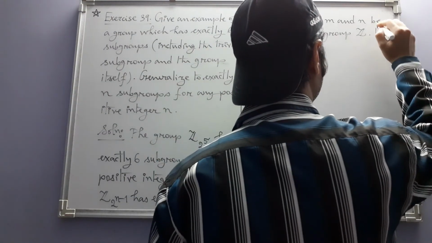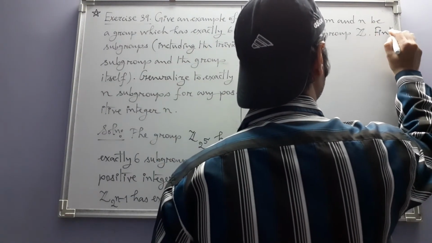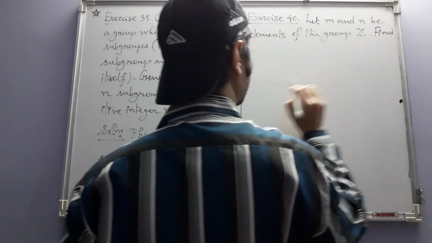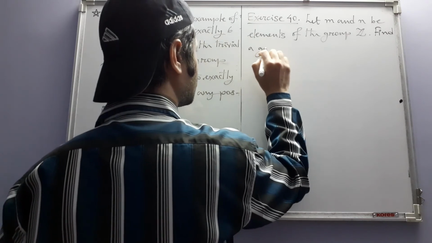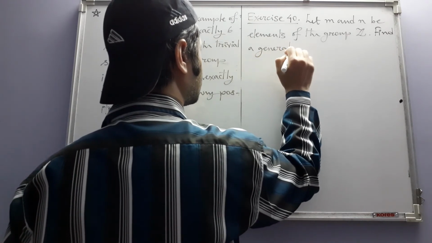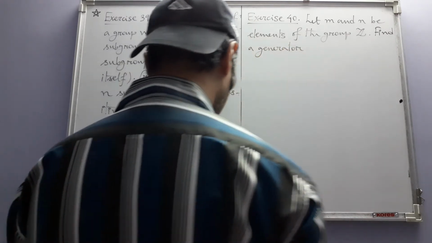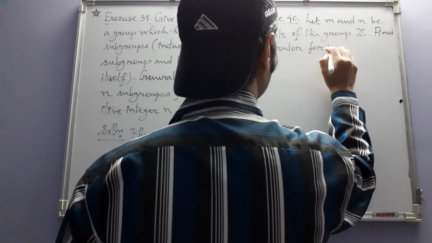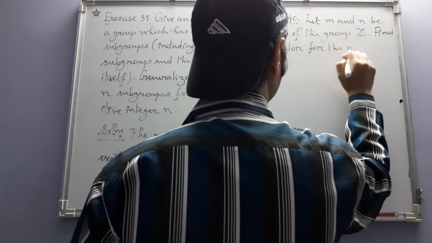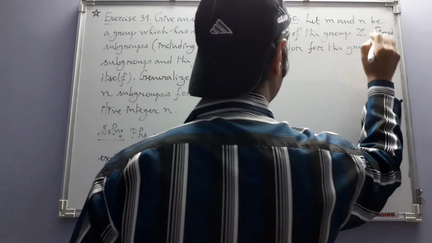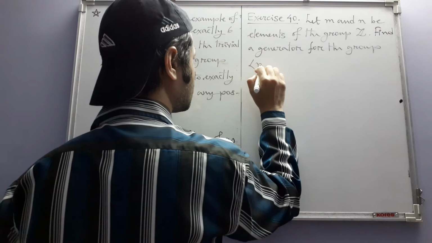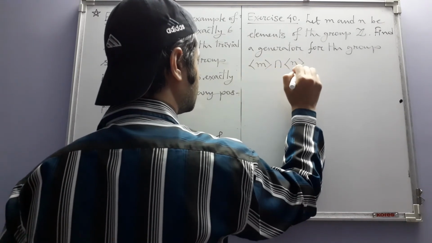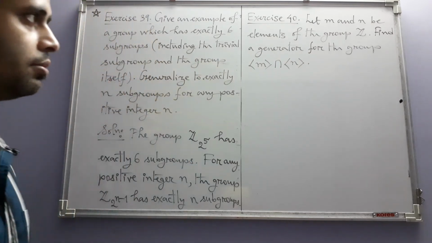Find a generator for the group, the intersection of the cyclic subgroups generated by m and n.